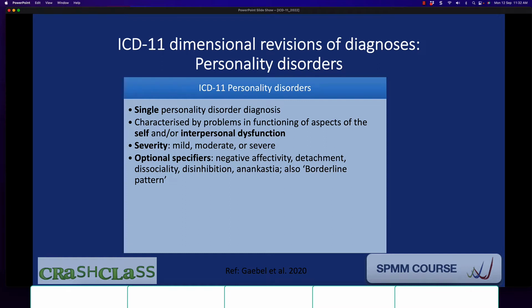So according to ICD 11, there is a single personality disorder diagnosis. It is characterized by problems in functioning of aspects of the self and/or interpersonal dysfunction. According to the severity, it is graded as mild, moderate or severe. The optional specifiers or maladaptive traits that can be used further to describe a diagnosis include negative affectivity, detachment, dissociality, disinhibition, anancastia. A further qualifier of borderline pattern can also be used.